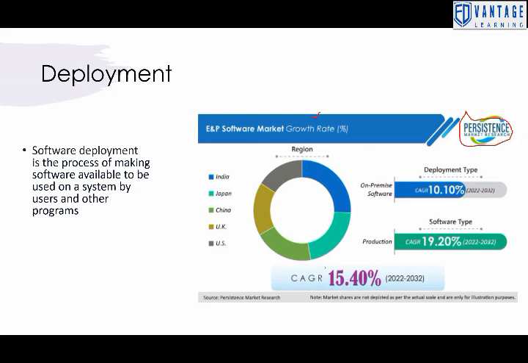Here also, the cumulative annual growth rate of 15.40% of this particular market is shown. And region-wise, we can see India, Japan, and China are currently leading the development part, followed by the US and UK. Around 10.10% annual growth is there in on-premise deployment and 19.20% in cloud deployment.